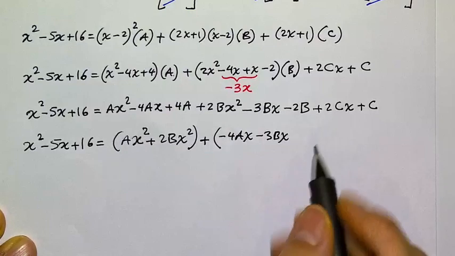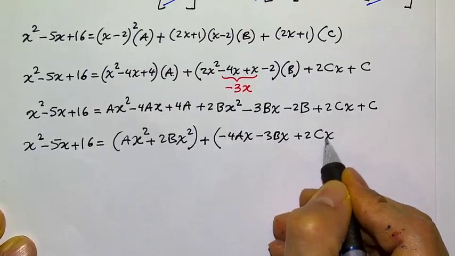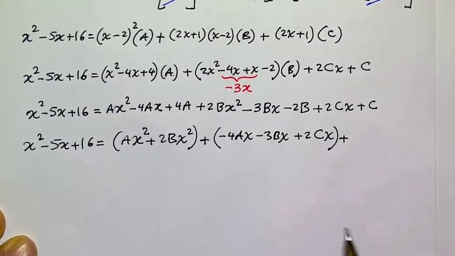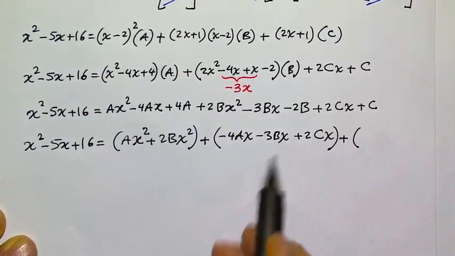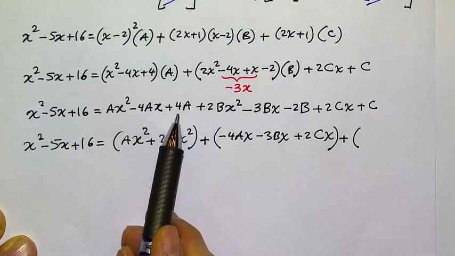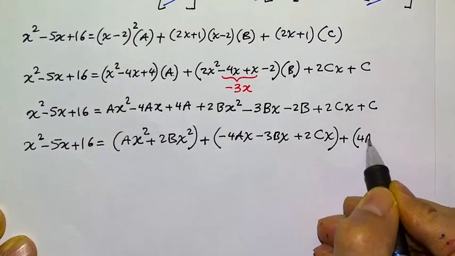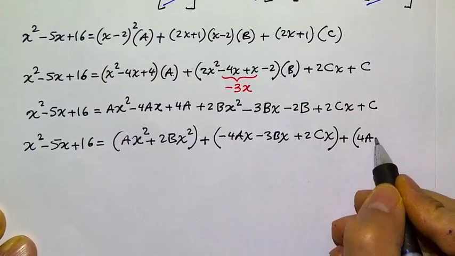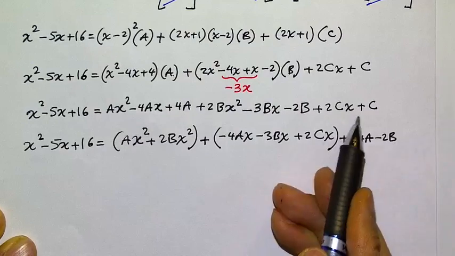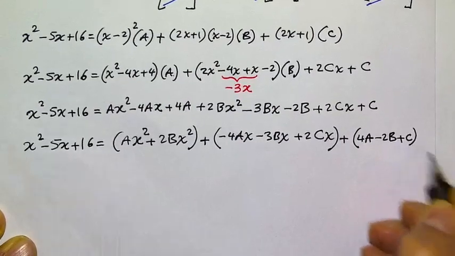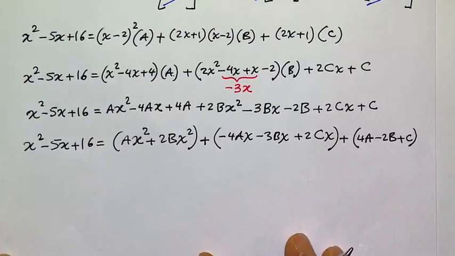Then plus 2cx, right? Plus 2cx. And then plus anything that is a constant. So constants are this one, right? There's no x with it, so that's a constant. So we have 4a. And then what else? We have minus 2b. And then, of course, we have plus c, right? So plus c, and we have a group there.